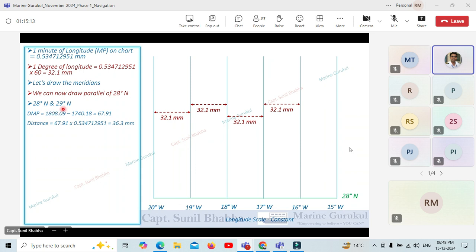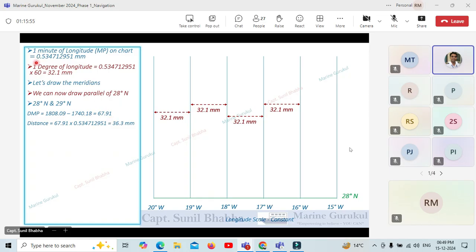So if we find the meridional parts for 29 degrees, it comes to 1808.09, and the meridional parts for 28 degrees come to 1740.18. The difference between them comes out to 67.91. So the difference of meridional parts between 28 and 29 is 67.91 meridional parts. So there are 67.91 meridional parts to be placed between 28 and 29, or you can also say 67.91 minutes of longitude which are to be placed between 28 and 29.